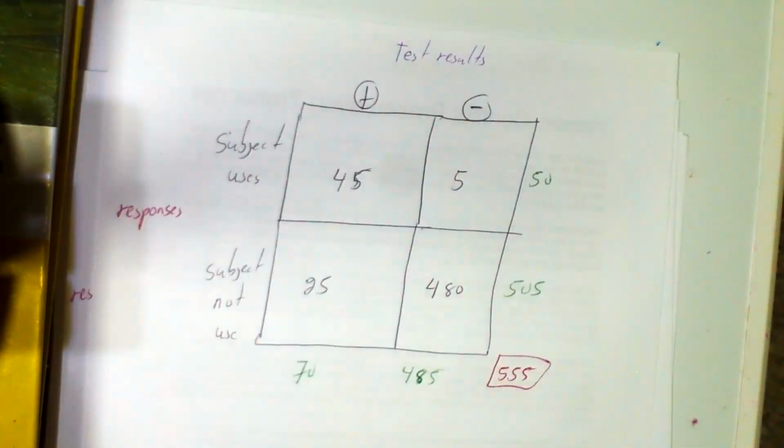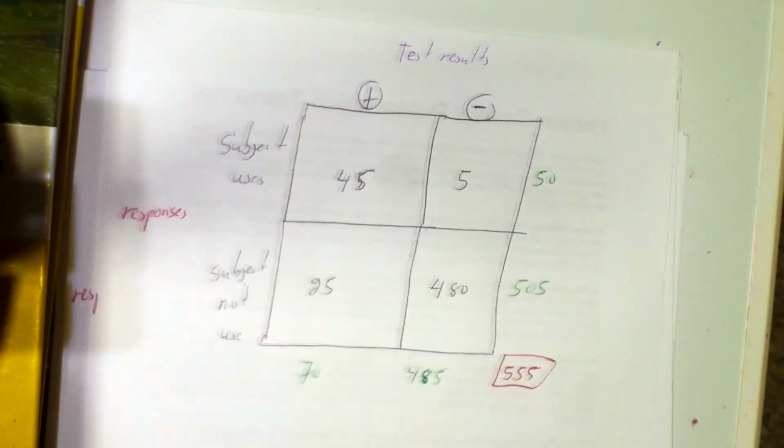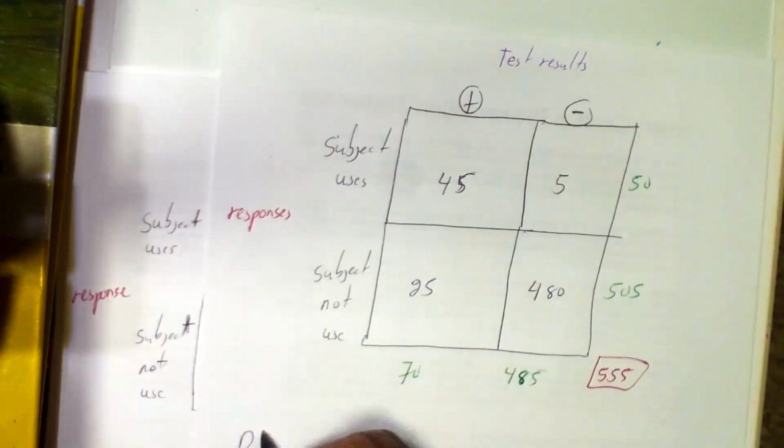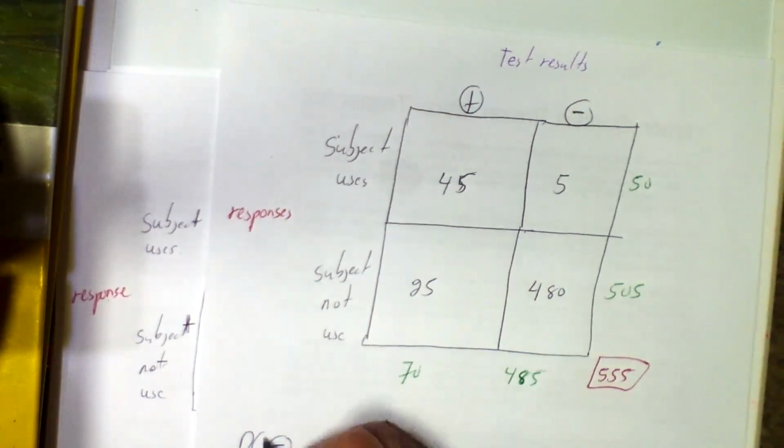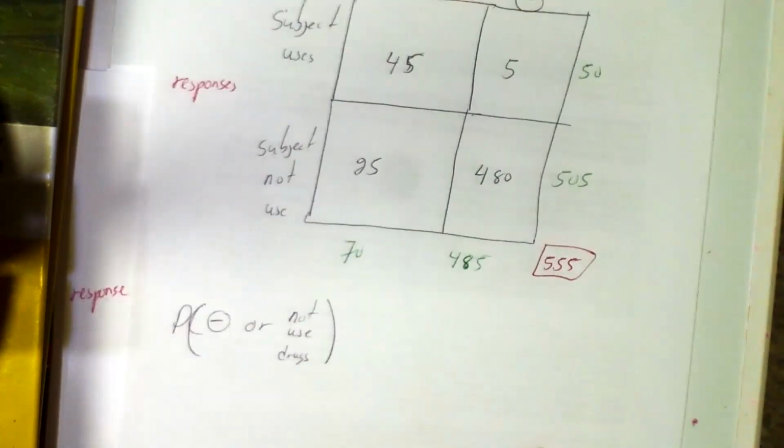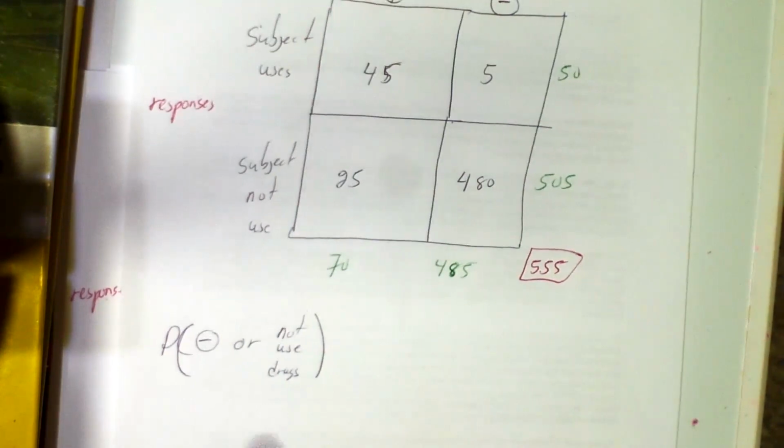Okay. All right, so let's do another one. Let's find the probability that a person tested negative or did not use drugs. All right, so let's see. Are these two events going to intersect, or are they going to be disjoint?